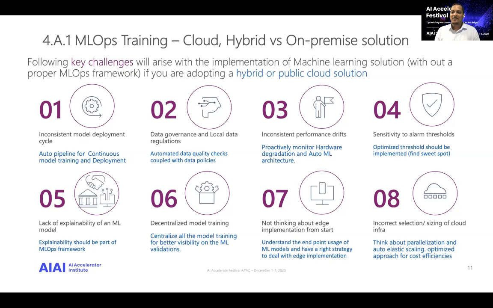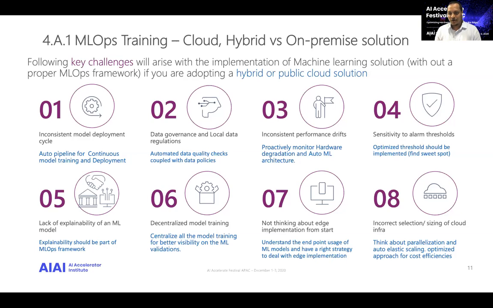Inconsistent performance drifts. Remember what I said before: your model might perform well today, but it might dip tomorrow. That is the very reason why you need proactive monitoring for your machine learning model. At least in my experience, the reason why performance drops, you'll be surprised, is hardware degradation. So if you're going with a hybrid or public cloud solution, you definitely need a monitoring solution to check the performance, especially the hardware health. It's not just the model health, but also the hardware health that is critical.